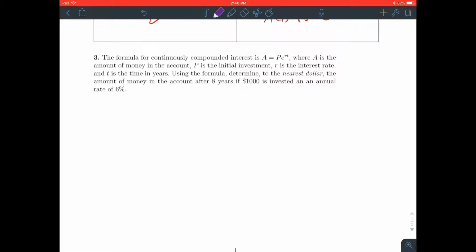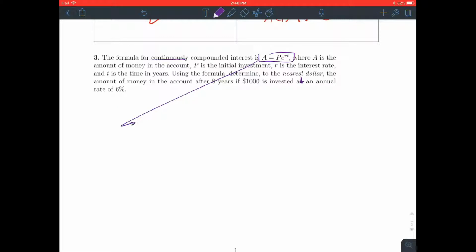For problem 3, we're going to be using the continuously compounded interest formula. Using this formula, determine to the nearest dollar the amount of money in the account after 8 years if $1,000 is invested at an annual rate of 6%.